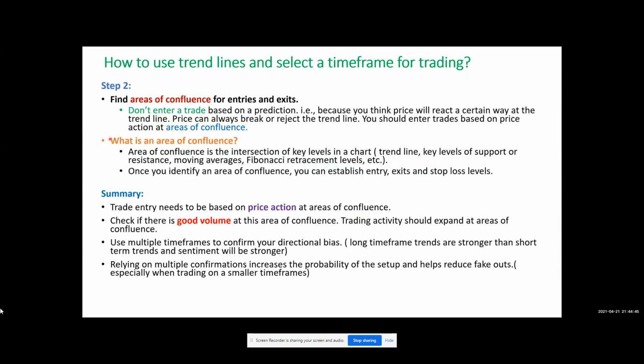But I just wanted to tell you guys that an area of confluence is just an area in the chart where multiple variables intersect. The variable can be a trend line, it can be a support or resistance level, or it can be a moving average. All right. So once you identify an area of confluence, you establish your entry and exit points and stop loss level based upon that.